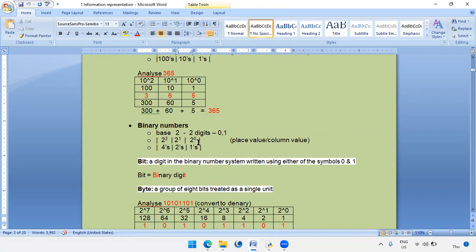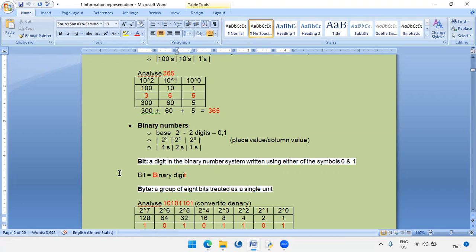So here the place values, or the column values, are: first one is 2 to the power 0, which is 1. Next 2 to the power 1, which is 2. 2 to the power 2 is 4. So these are the values: 1, 8, 16, 32. You have to know these by heart, memorize them: 1, 2, 4, 8, 16, 32, 64, 128, 256, 512, 1024, 2048, 4096, 8192, and so on. Likewise, you have to keep doubling.